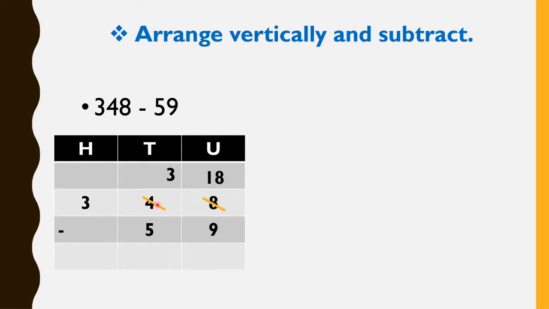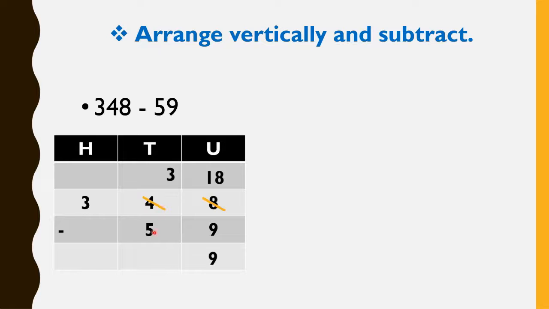So when we borrow or untie 110, it gives 10 units. So previously we had 8 units and now more 10 units. So together we have 18 units. So 18 minus 9, what is the answer? 9. Very good. Now in tens place there is 5 tens.